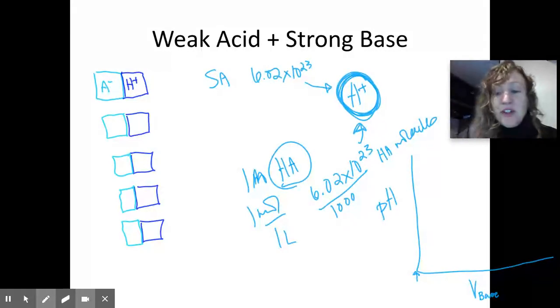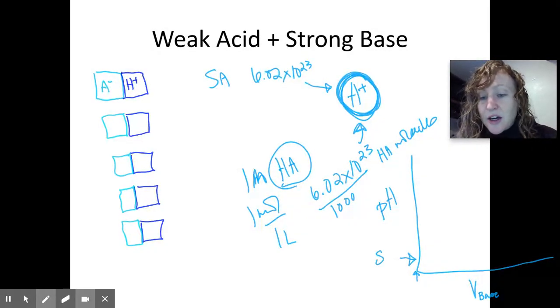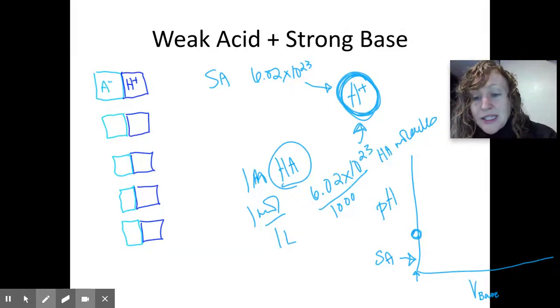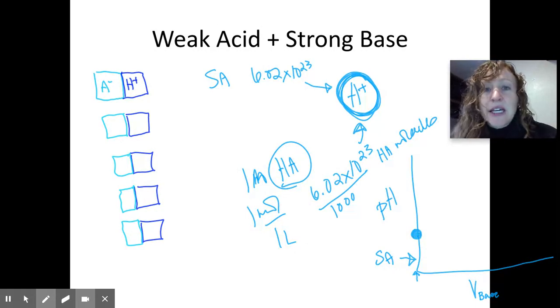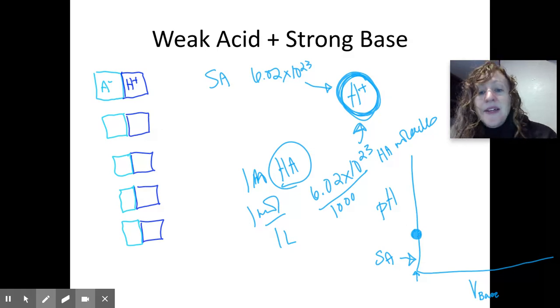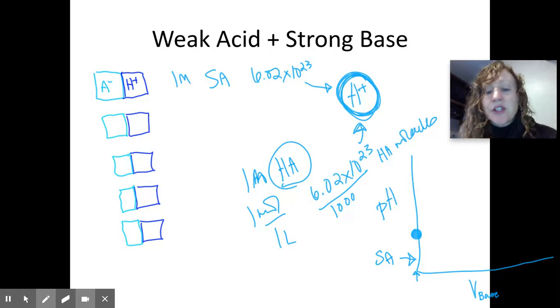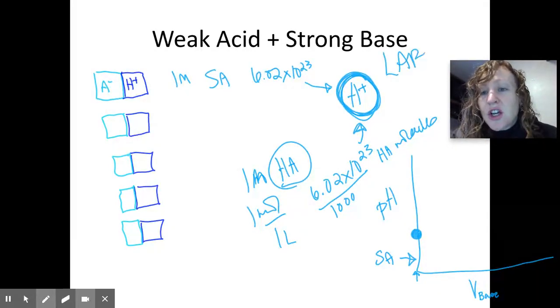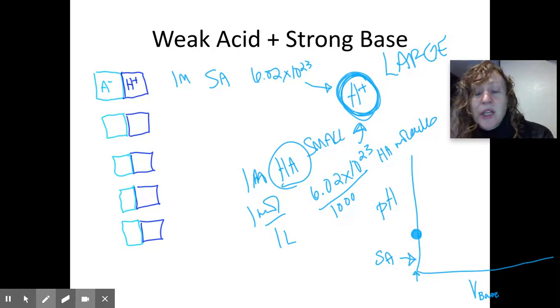So all that to say, if a strong acid's pH is here, then a weak acid's pH is probably going to be more like here, right? Still going to be acidic, but it's going to be less acidic than the strong acid because there's less hydrogen ions present. Even if it's the same molarity, 1 molar strong acid versus 1 molar weak acid, your pH is going to be higher for the weak acid just because you have less stuff dissociate. And that comes back to the Ka. The Ka of a strong acid is large. The Ka of a weak acid is small. And that's communicating that difference in how much H plus is actually floating around.